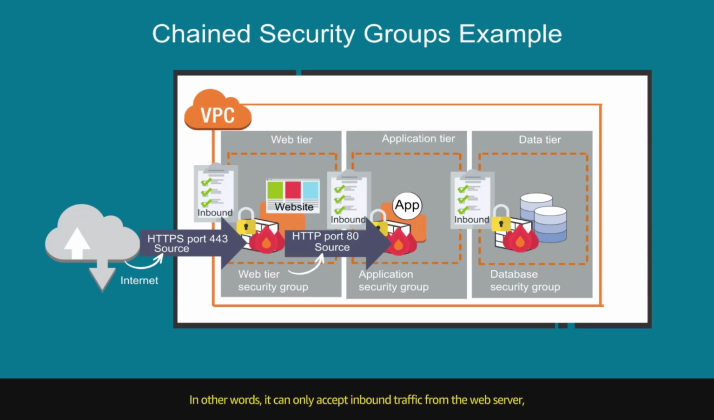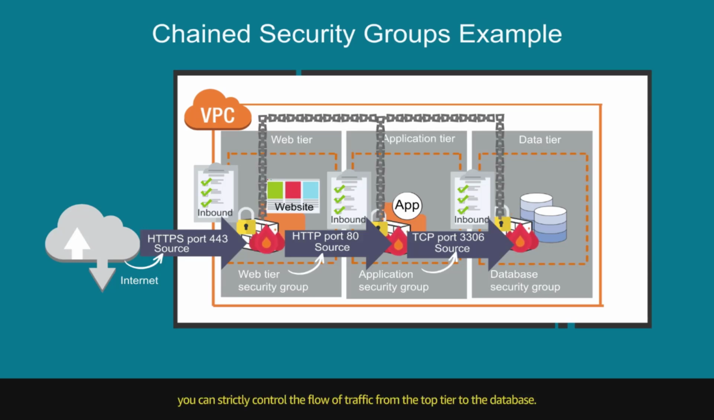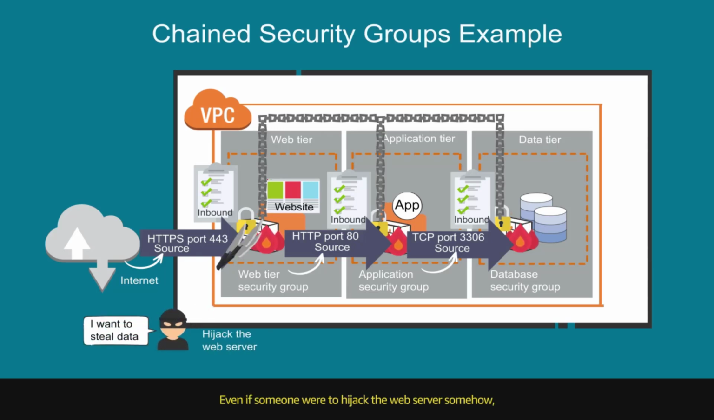In other words, it can only accept inbound traffic from the web server, but nowhere else. At the data tier, the inbound rule of the database security group only allows traffic from the application security group on TCP port 3306 and nowhere else. By chaining the security groups together, you can strictly control the flow of traffic from the top tier to the database. Even if someone were to hijack the web server somehow, they still would not be able to access the database directly.